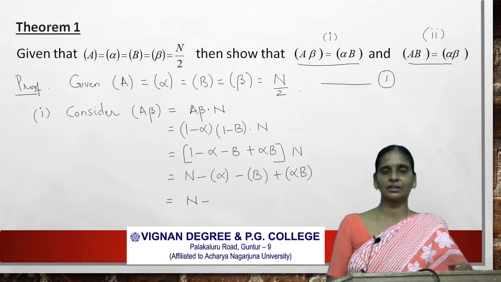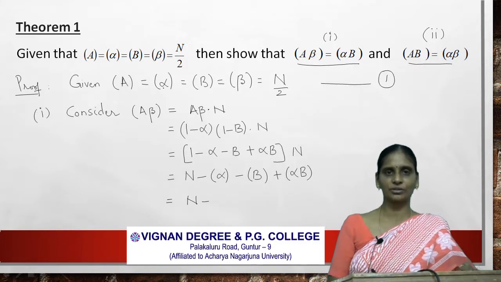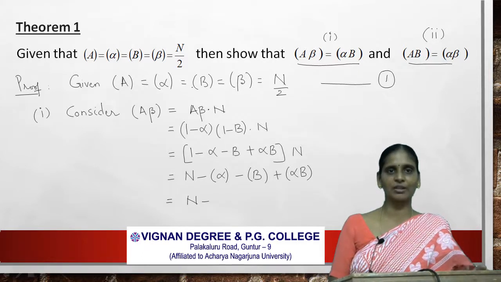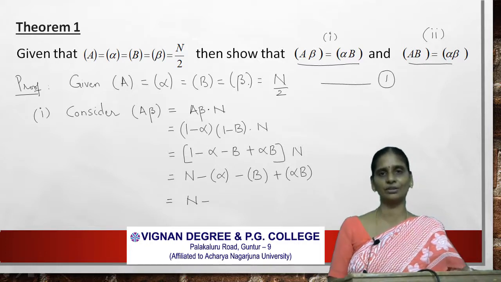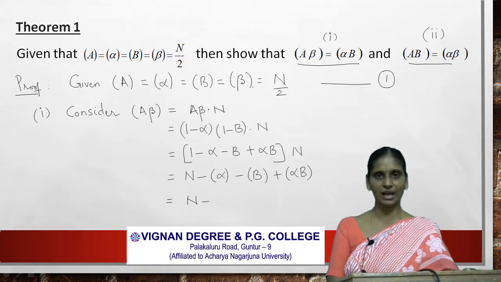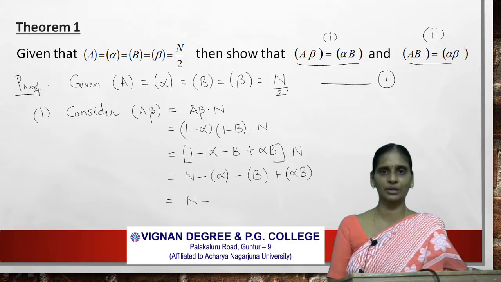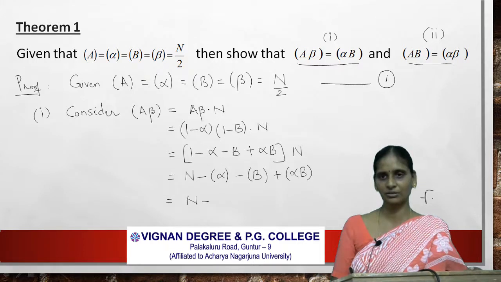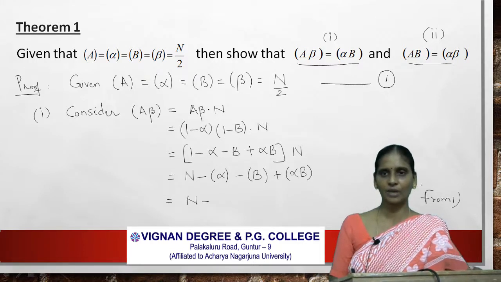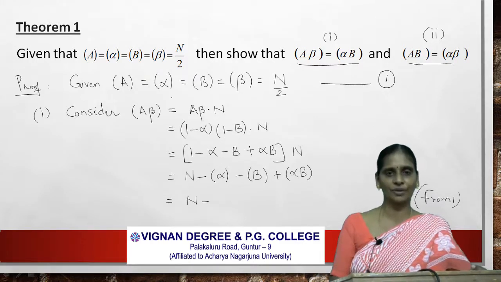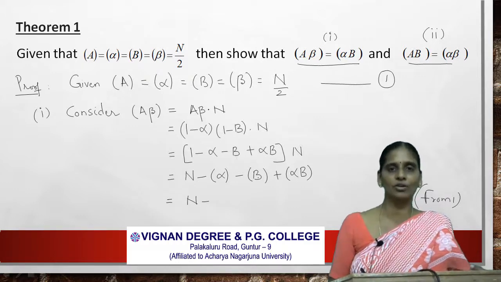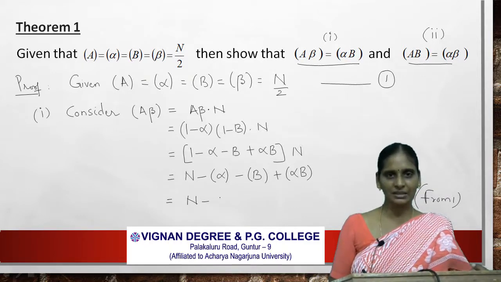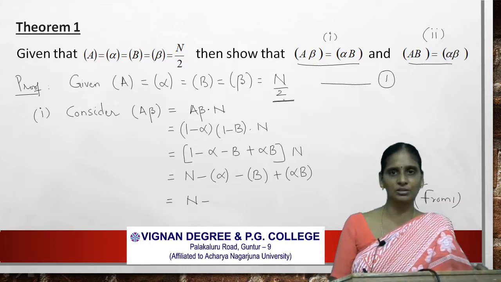So in the first equation, we are given the condition, that is frequency of A is equal to frequency of alpha is equal to frequency of B is equal to frequency of beta. So those four class frequencies are equivalent to n by 2. So from the first condition, we have to substitute the values of frequency of alpha and frequency of B. So now n minus frequency of alpha is n by 2 and frequency of B is also n by 2.